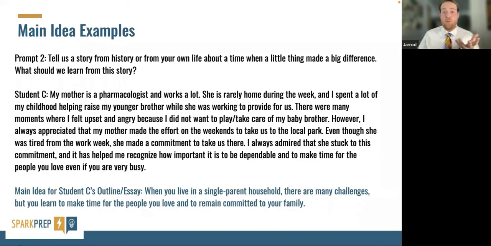Finally, going to a different prompt, prompt 2 to remind you is tell us a story from history or from your own life about a time when a little thing made a big difference. What should we learn from this story? And here's student C's suggestion for what they should write about.